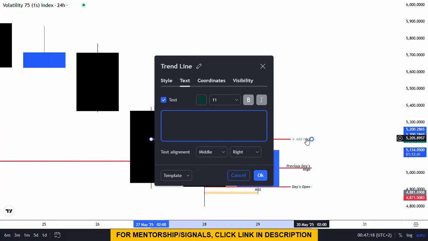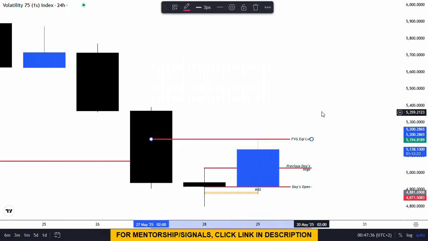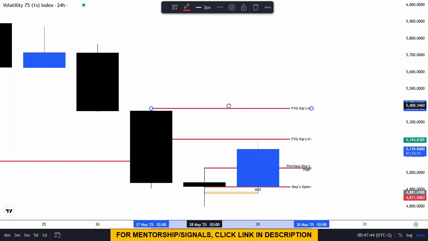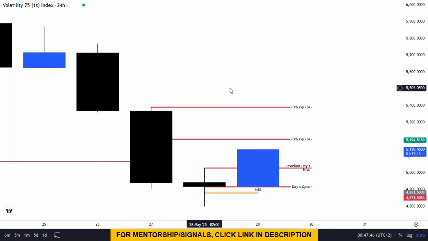Okay, so this is the fair value gap equilibrium level. You can just write it like that. It's going to be another target. The final target is going to be this guy right here, that high.